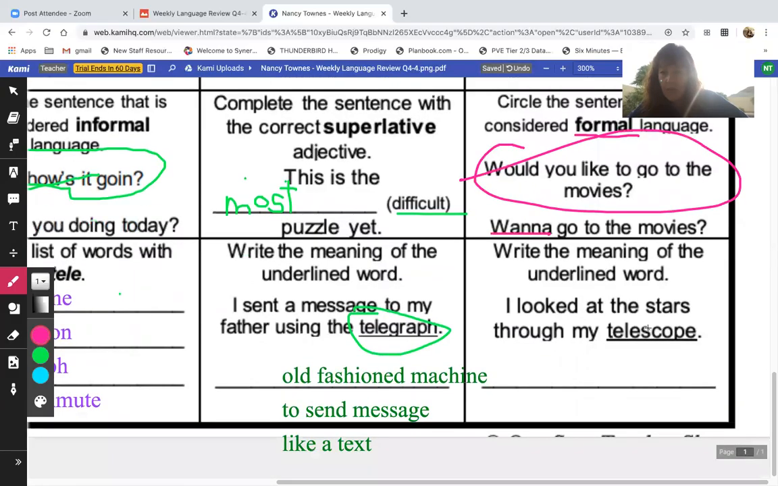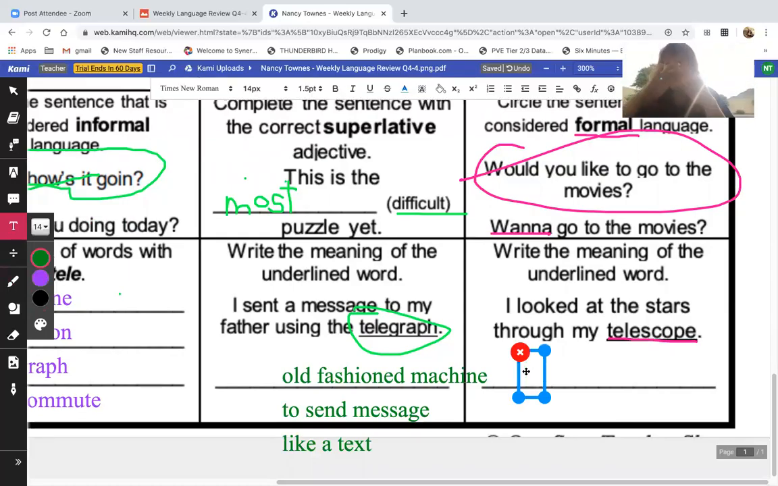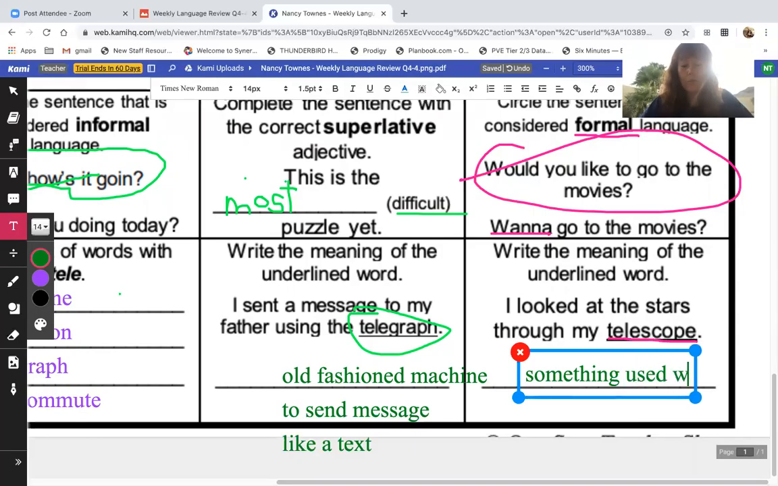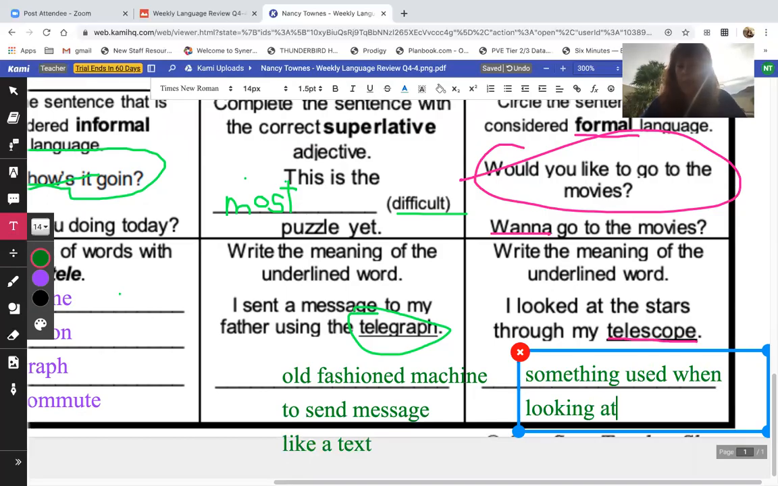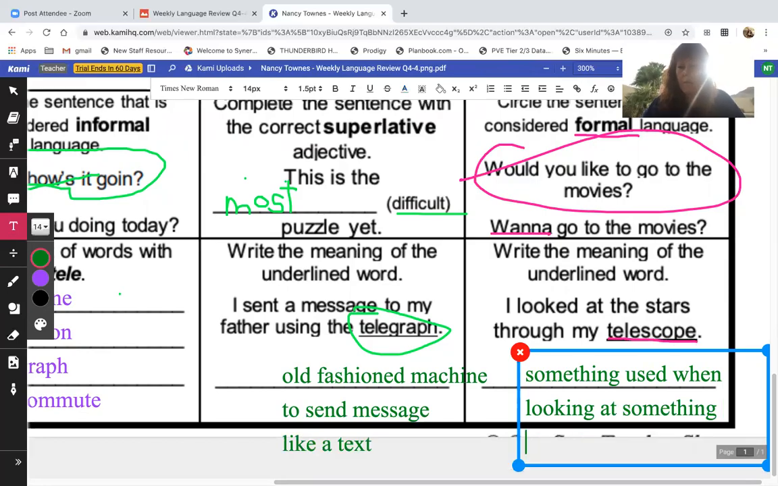All right, next one. Write the meaning of the underlined word. I looked at the stars through my telescope. Oh, you guys know what a telescope is, huh? It is something that you can look at things very clearly that are far away. So something used to see something far away. There we go. We did it.